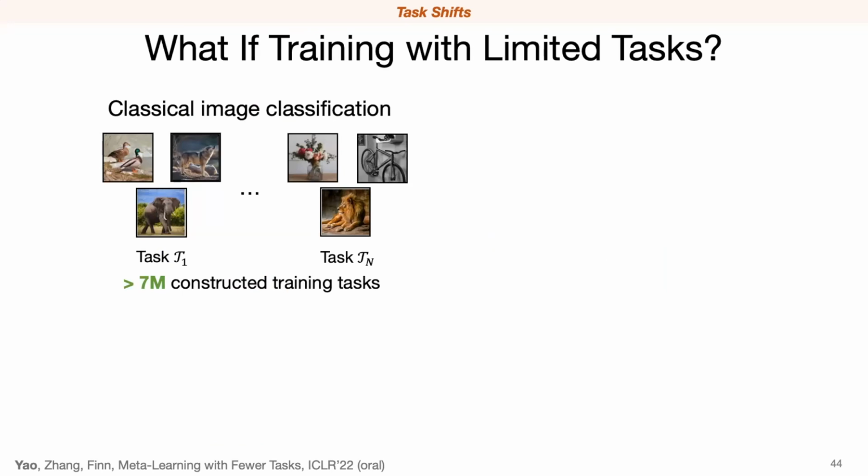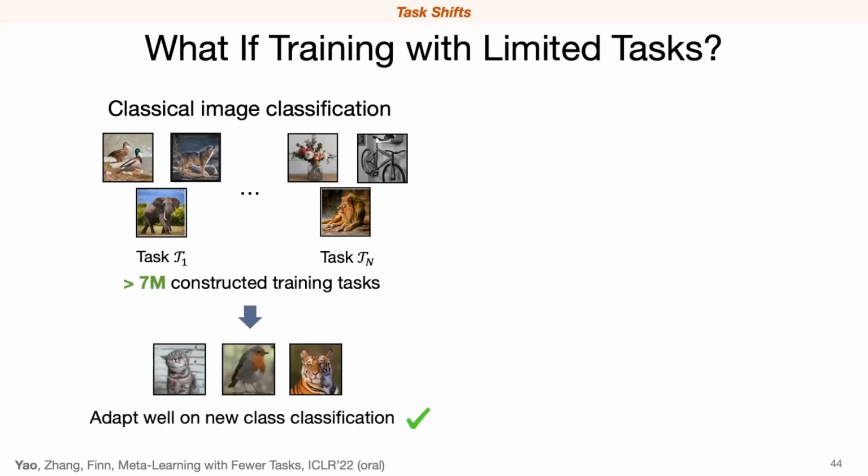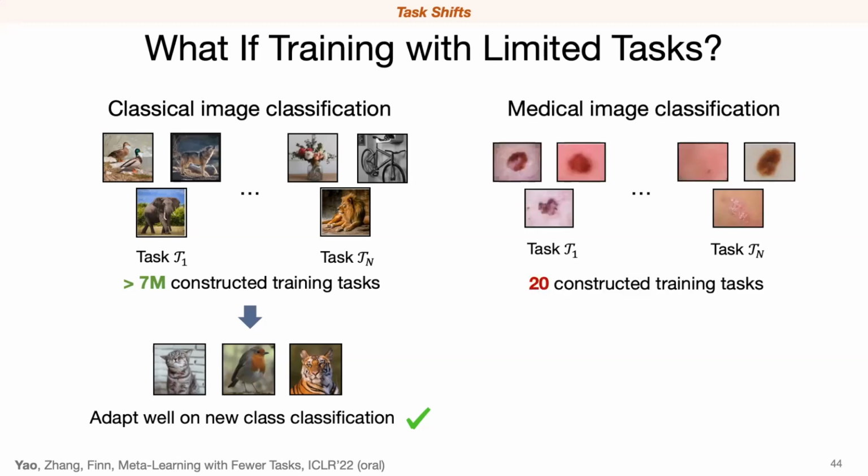This kind of approach works pretty well in applications like classical image classification. We have a large amount of base classes, and we can construct a large amount of training tasks. Training the model on these training tasks, it can work well and adapt well to new class classification. However, in some real-world applications, such as medical image classification, we only have a limited number of base classes, so we can only construct a limited amount of training tasks.